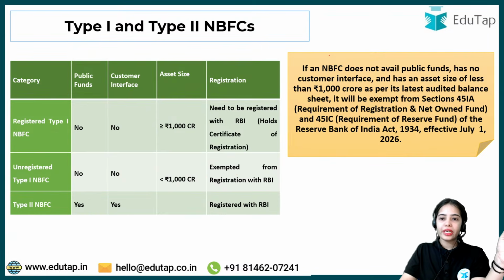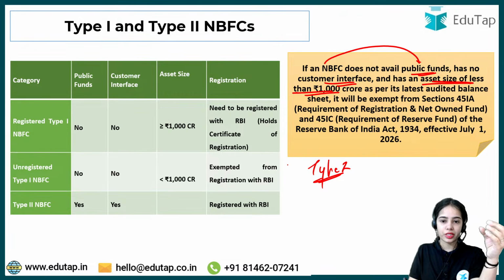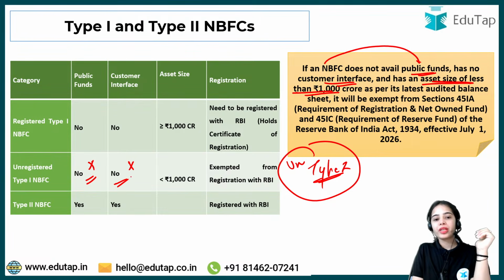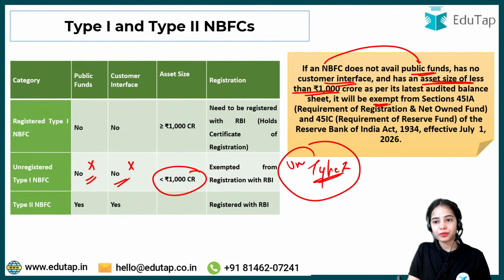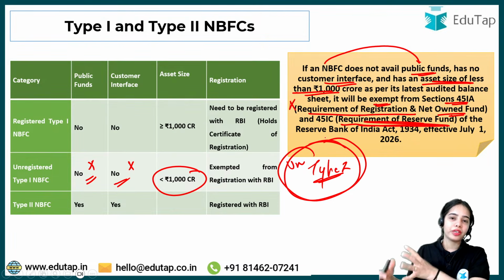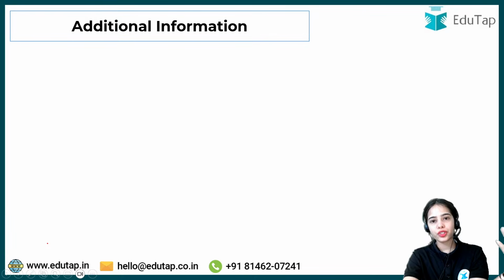So if an NBFC does not avail public funds, has no customer interface and has an asset size of less than 1000 crore, first of all, this is a type 1 NBFC. Registered or unregistered? Unregistered type 1 NBFC, because they do not have public funds or the customer interface and have an asset size of less than 1000 crore. So they are exempted from section 45 IA, that is, from the requirement of registration and net owned fund, and from the requirement of reserve fund. So if you are an unregistered type 1 NBFC, you do not have these requirements. This is the idea. Moving forward, additional information.